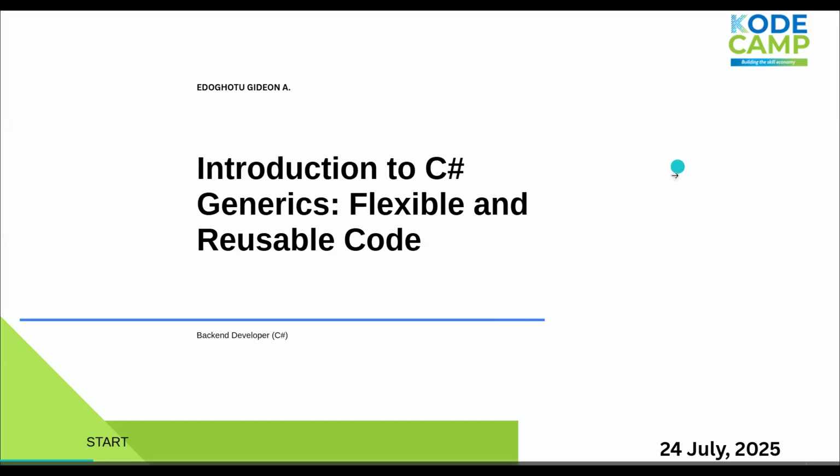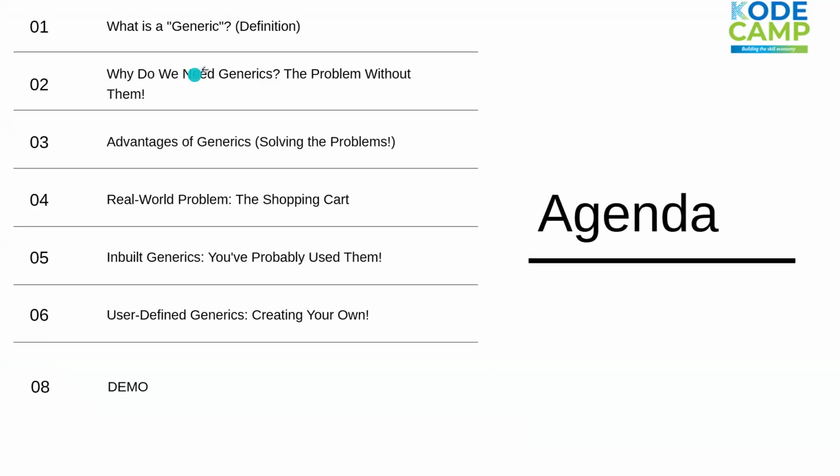So what we'll be doing today is looking at the definition of what a generic is, and why we need generics. What are the problems we encounter without using it? What are the advantages? There are so many advantages, but we'll just look at one, the real world problem of how generics comes into play. Then we look at inbuilt generics we have in C#. Then how do we create our own defined generics? We'll be doing more of a demo because of time. So I'm just going to brush us through what generics are.